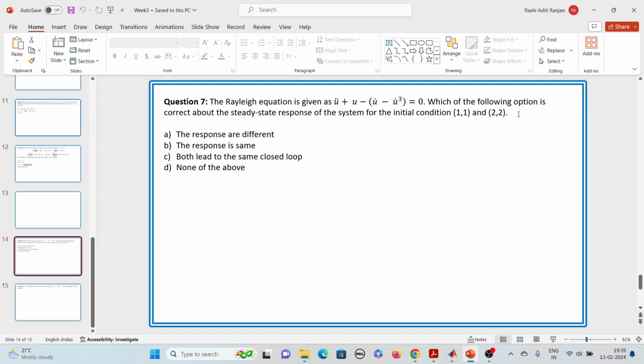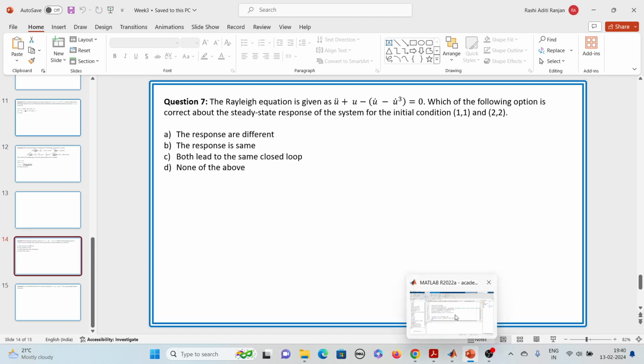If I give any kind of initial condition along with the forcing function, it is going to show some transient response, and then it is going to settle down to maybe a periodic or quasi-periodic response, depending upon the parameter values. But it is going to have two responses: transient response and steady state response. So this question says that for the Rayleigh equation, if I consider two initial conditions, what is going to be the response of the system? And here are the four options.